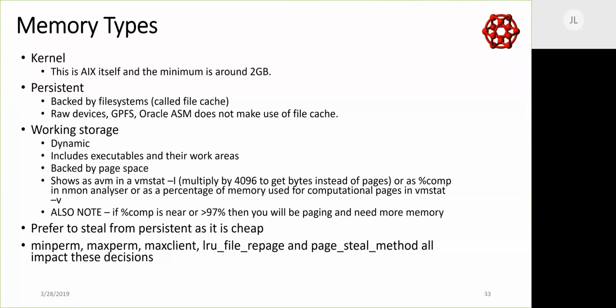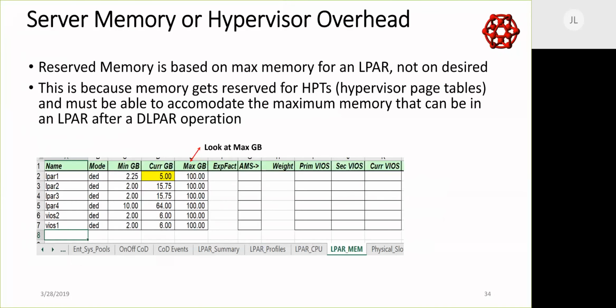All of these, how memory is used, are affected by 5 parameters: minperm, maxperm, maxclient, lru_file_repage, and page_steal_method. And of those, 4 of them are now restricted parameters and you should not be using them. The only one that you're really supposed to tweak if you want to is minperm. We'll get into what those do.